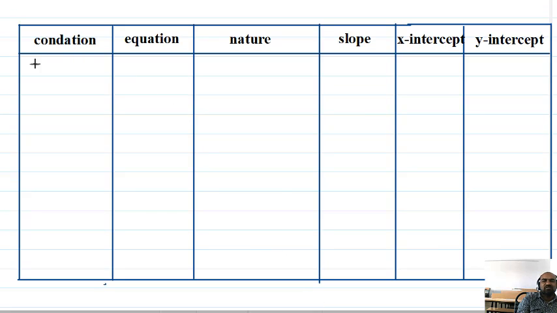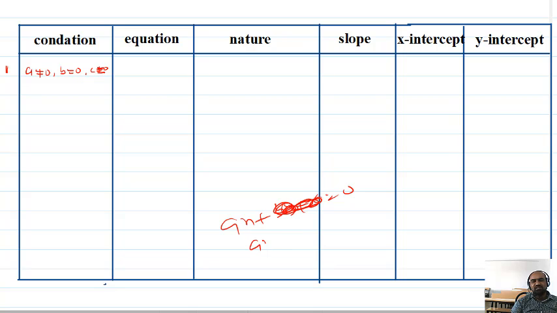I will write one by one. First condition: a not equal to 0, b equal to 0, c not equal to 0. Okay, this is the first condition. In this case, what happens to the equation? ax plus by plus c equal to 0. Here b equal to 0 vanishes. Sorry, I will take c equal 0 also initially. That vanishes. What happens? ax equal to 0. Ax equal to 0 with a not equal to 0 means x must be 0.